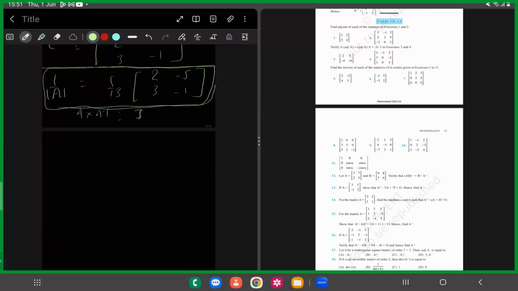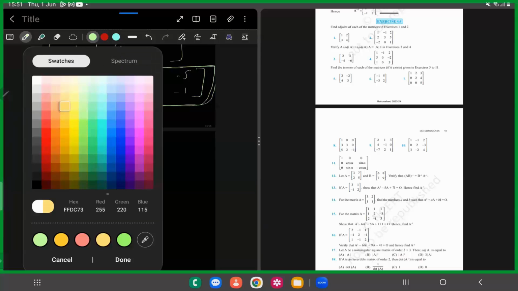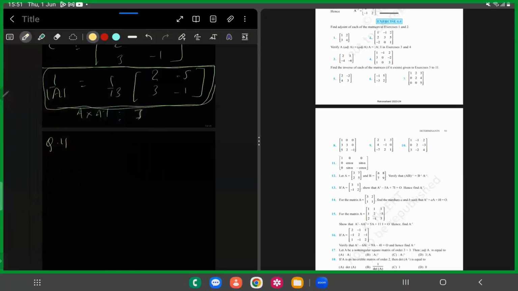For the next question, let's take a 3 by 3 matrix, say question number 11. We'll take one question. It involves a bit of matrix: 1 0 0, 0 cos alpha, sine alpha, and 0 sine alpha and minus cos alpha.